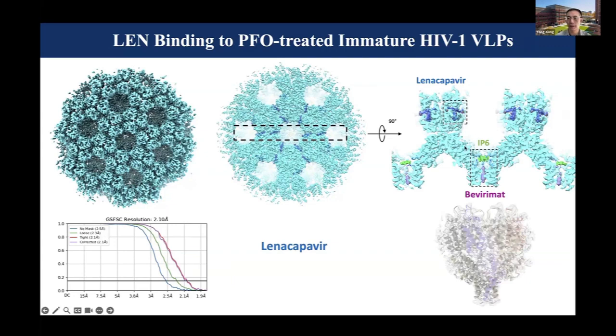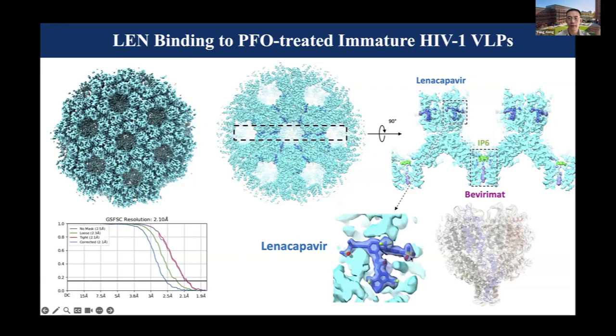I showed you down there is where BVM, or Bevirimat, binds. That's the IP6. Then lenacapavir binds to the N-terminal domain of the capsid. Actually, in this view, it's up there. So, very good density. In this case, it's not on the symmetry axis. It's not averaged.